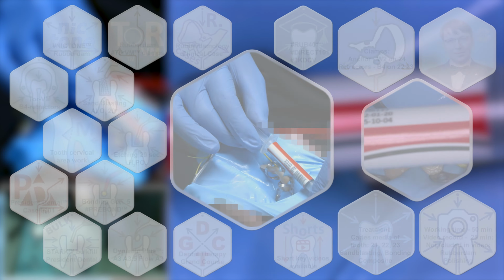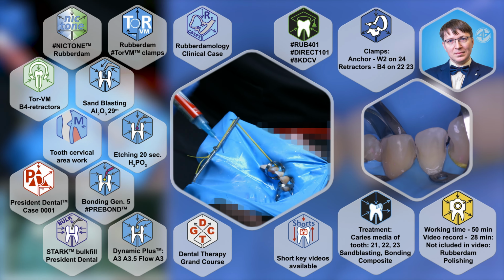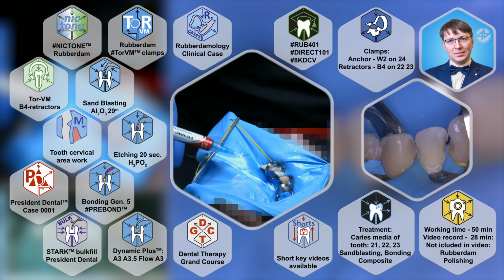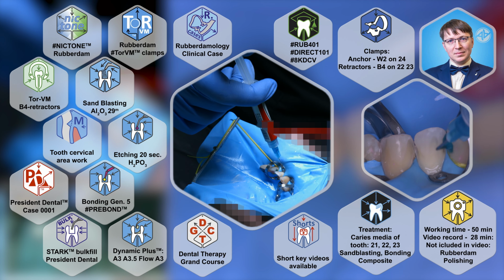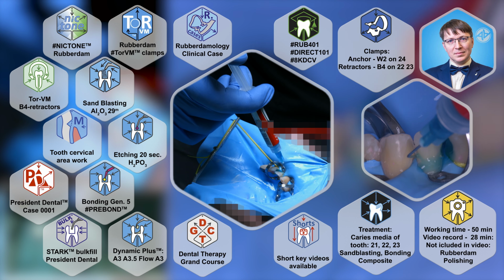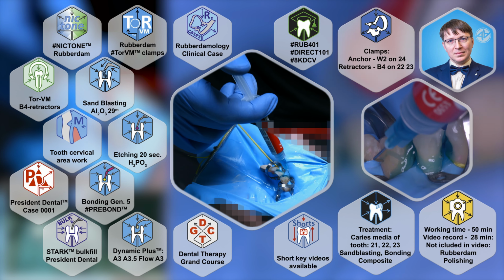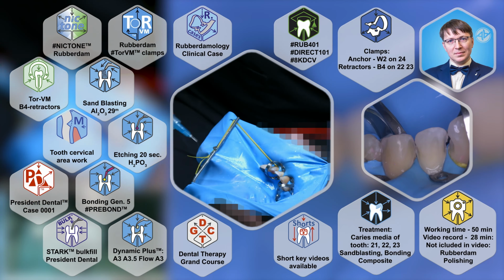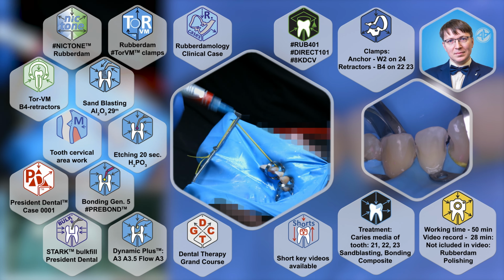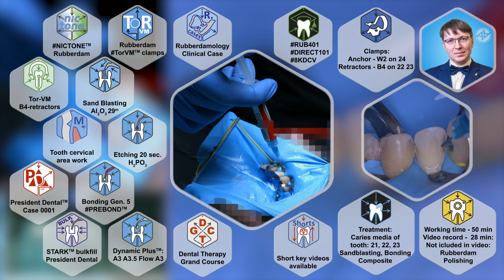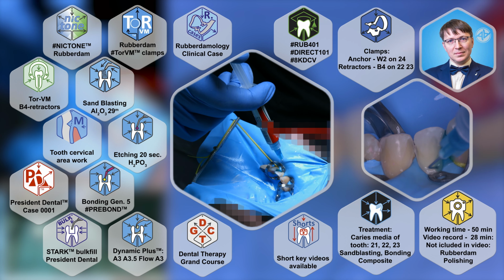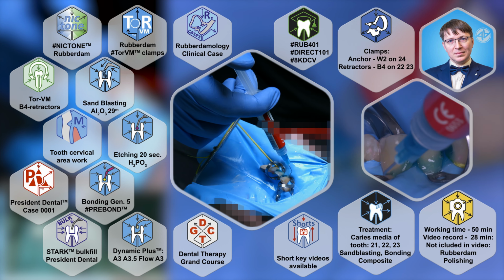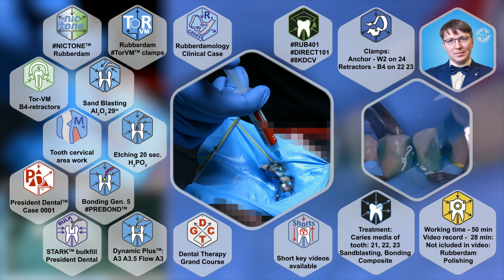The next hexagon describes the type of dental composite and its shading, and if I use some special lining system like bulk fill. And of course the number of this clinical case, which I made so that I can choose between clinical cases, and President Dental case in this example 001.